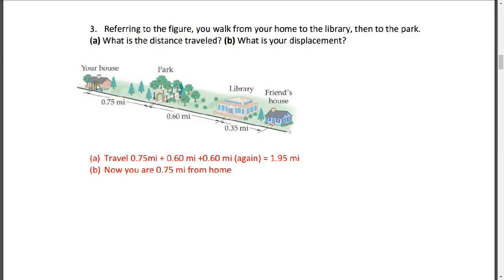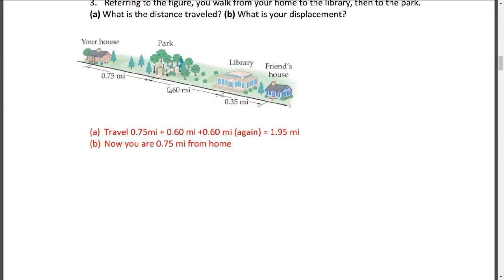However, your displacement is just your final position minus your initial position. Your final position is here at the park, 0.75 miles away from position 0, which was your house. So it's basically a numerical question that is getting at a conceptual point.